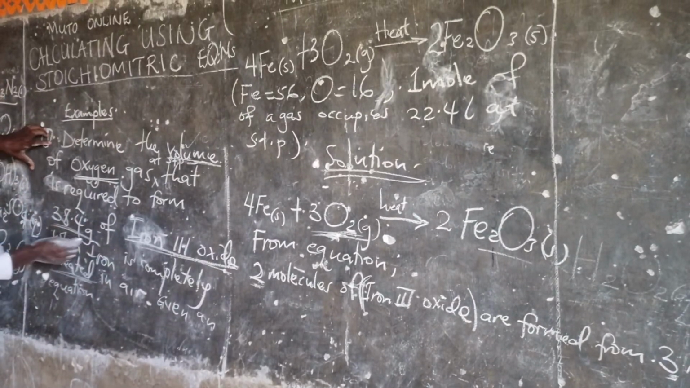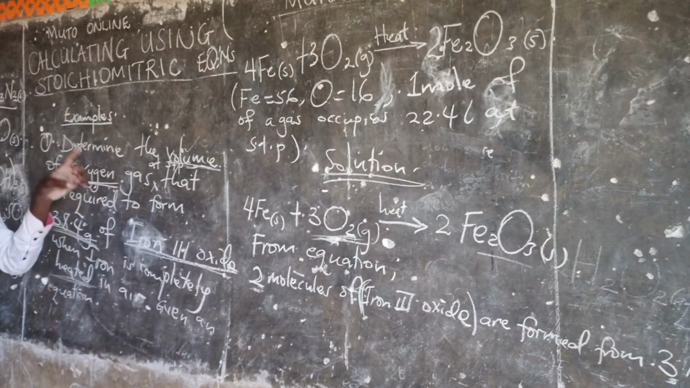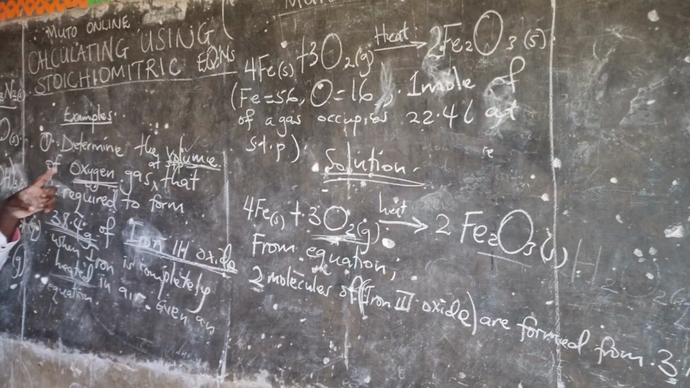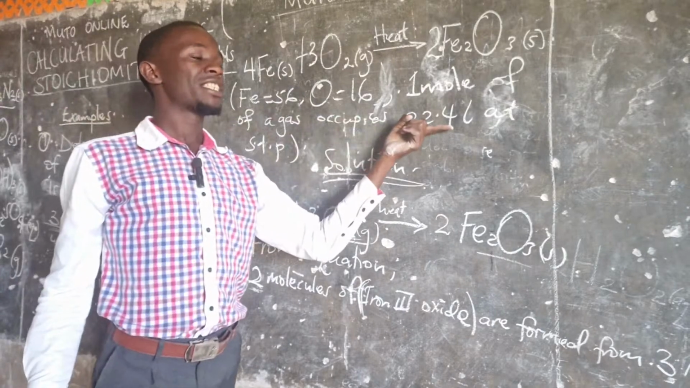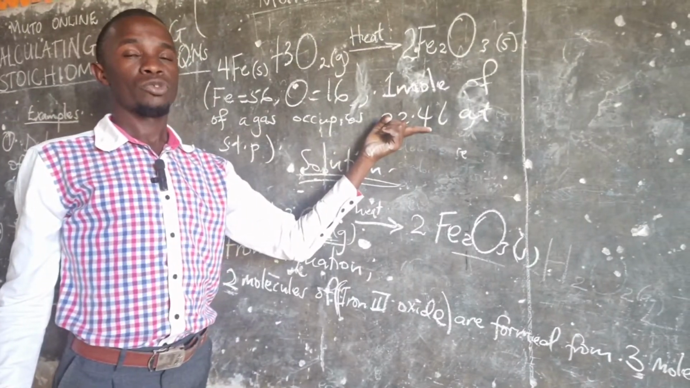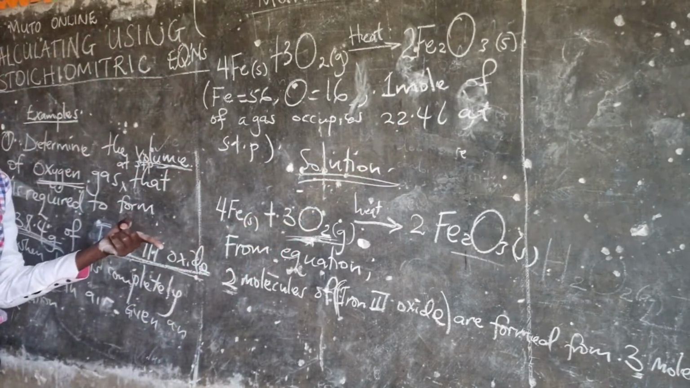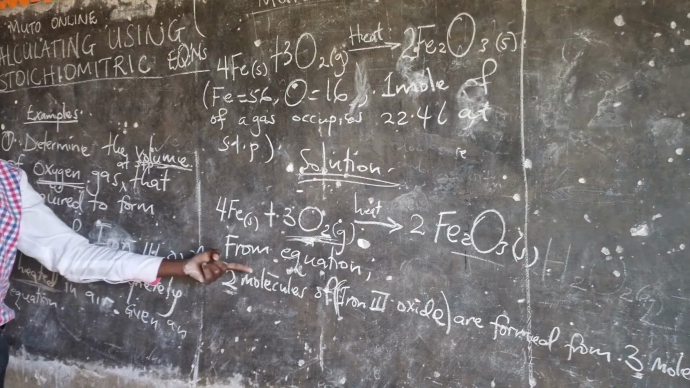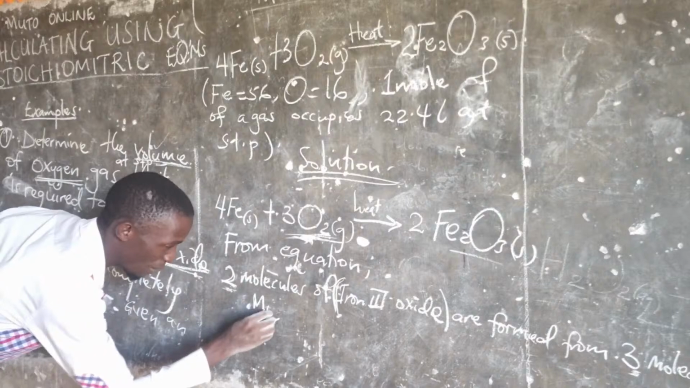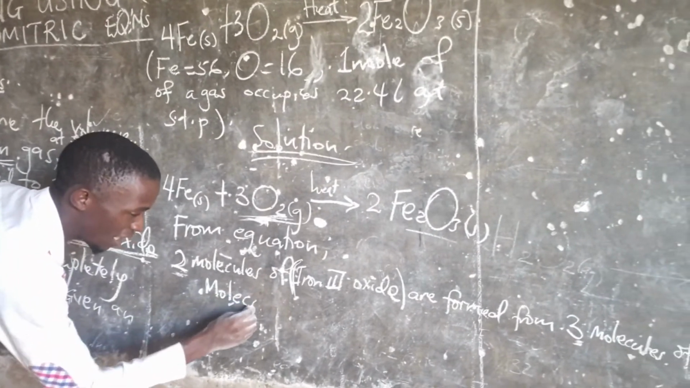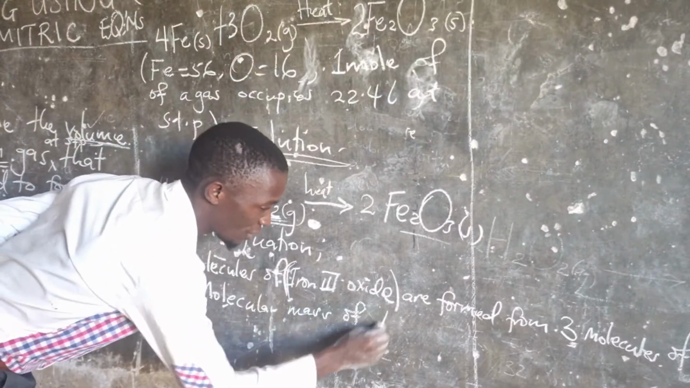Since we are given mass here for this, we shall look for the standard mass because we shall relate standard mass with the standard volume for oxygen. The standard volume, we are lucky, is given: 22.4 liters. Now we need the standard mass for this one. The standard mass of anything is the molecular mass, so we shall calculate the molecular mass of the iron 3 oxide.